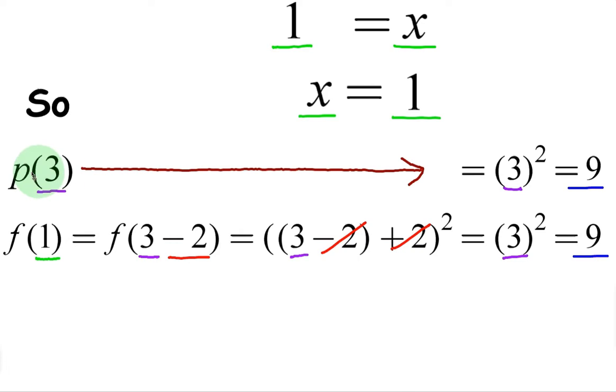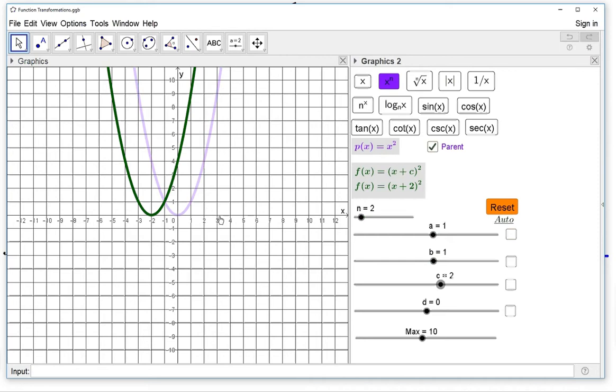So my original parent function, when I plug in 3, I get 9 back. Okay. My new transformed function, I have to plug in 1. In other words, I have to take my original 3 and subtract 2 from it, and that will ensure that my 2's cancel, and I get 3 squared, which gives me the same y value of 9. So if I subtract 2 from my original x value, I will get f of 1, which still gives me 9 back. Again, we can see that with the graph here. f of 3 is equal to 9. f of 3 minus 2, f of 1, is also equal to 9.